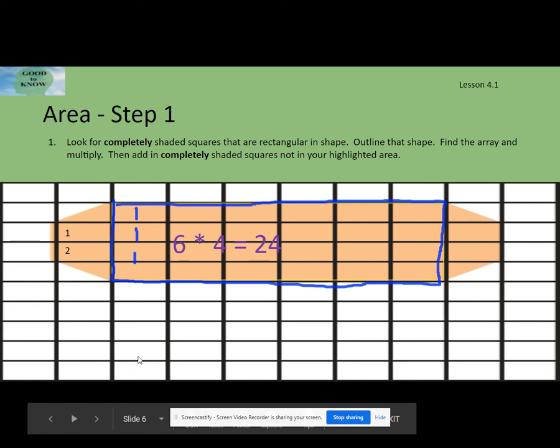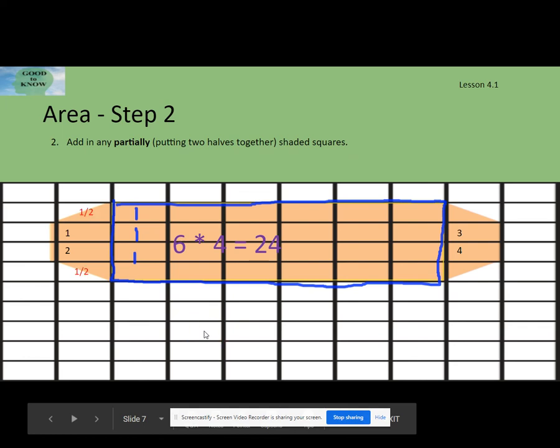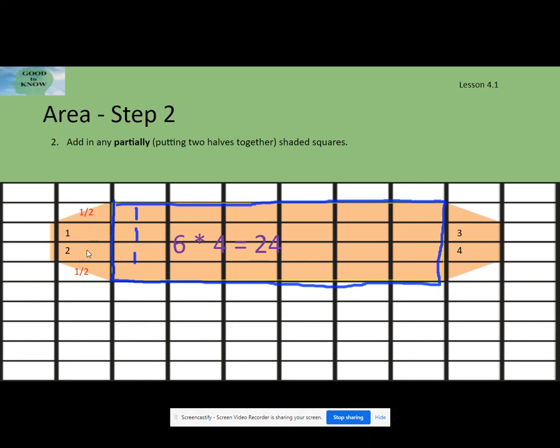All right, so now we can see these outside of our rectangle. We're adding those in. Okay, hopefully you see those numbers coming in. And then I have those half units that I need to think about. Well, these two halves come together to make 1. And then these two halves come together to make 1.